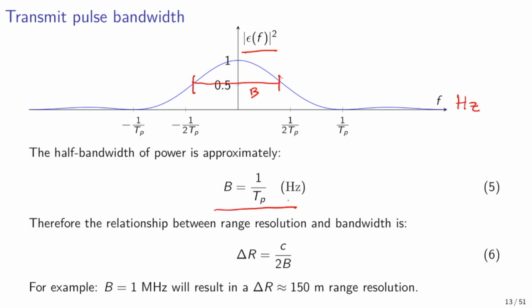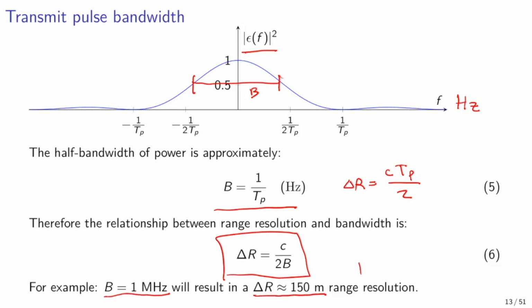Using the equation for range extent, delta r equals speed of light times the transmit pulse length over 2, we can relate the range resolution and bandwidth using the following relation, where the range resolution is the speed of light divided by twice the bandwidth. For example, if we had a bandwidth of 1 MHz, this would result in a 150 meter range resolution. In this case, the pulse length would be 1 microsecond.